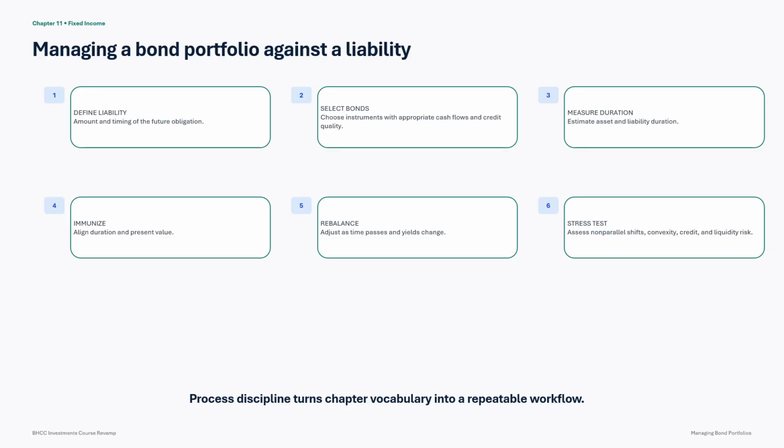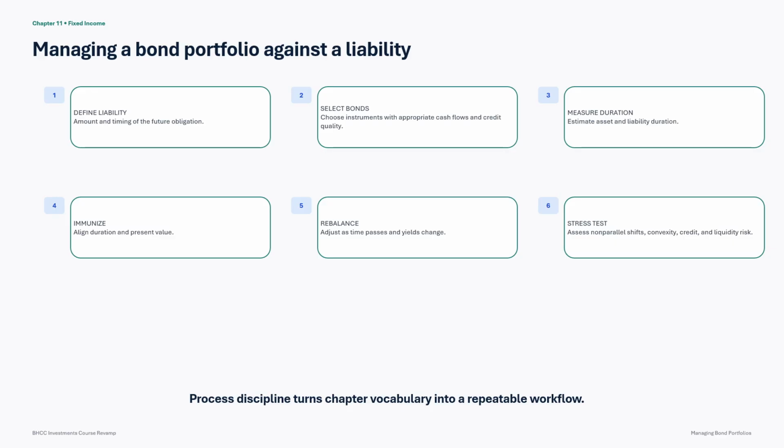Step 5 is rebalance. Time passage and market movements break the original match. A portfolio with a 5-year duration today will not simply become a 4-year duration portfolio next year in a perfectly predictable way. Yield changes, coupon payments, trades, and curve shifts alter the result. The manager must monitor and restore the match within defined tolerances.